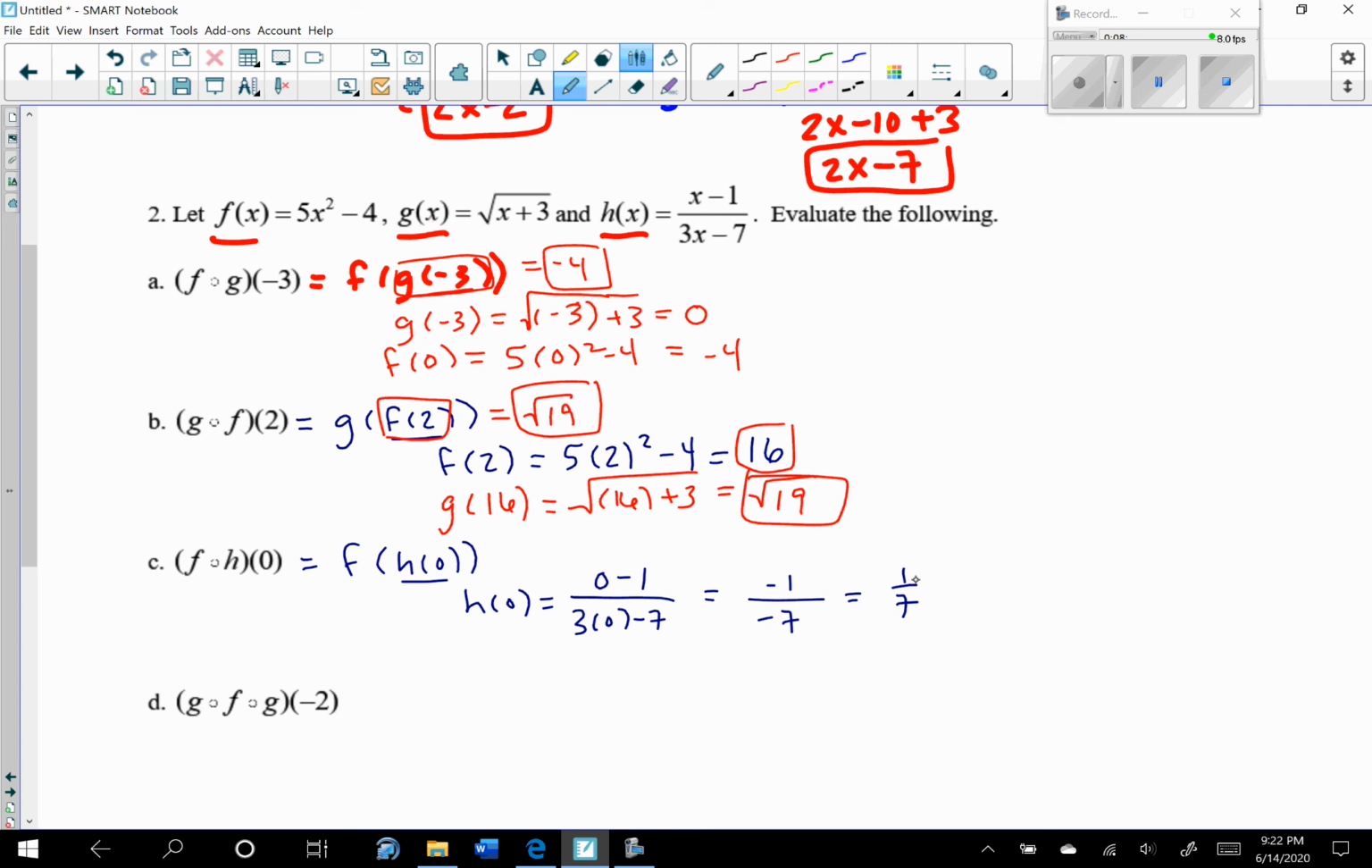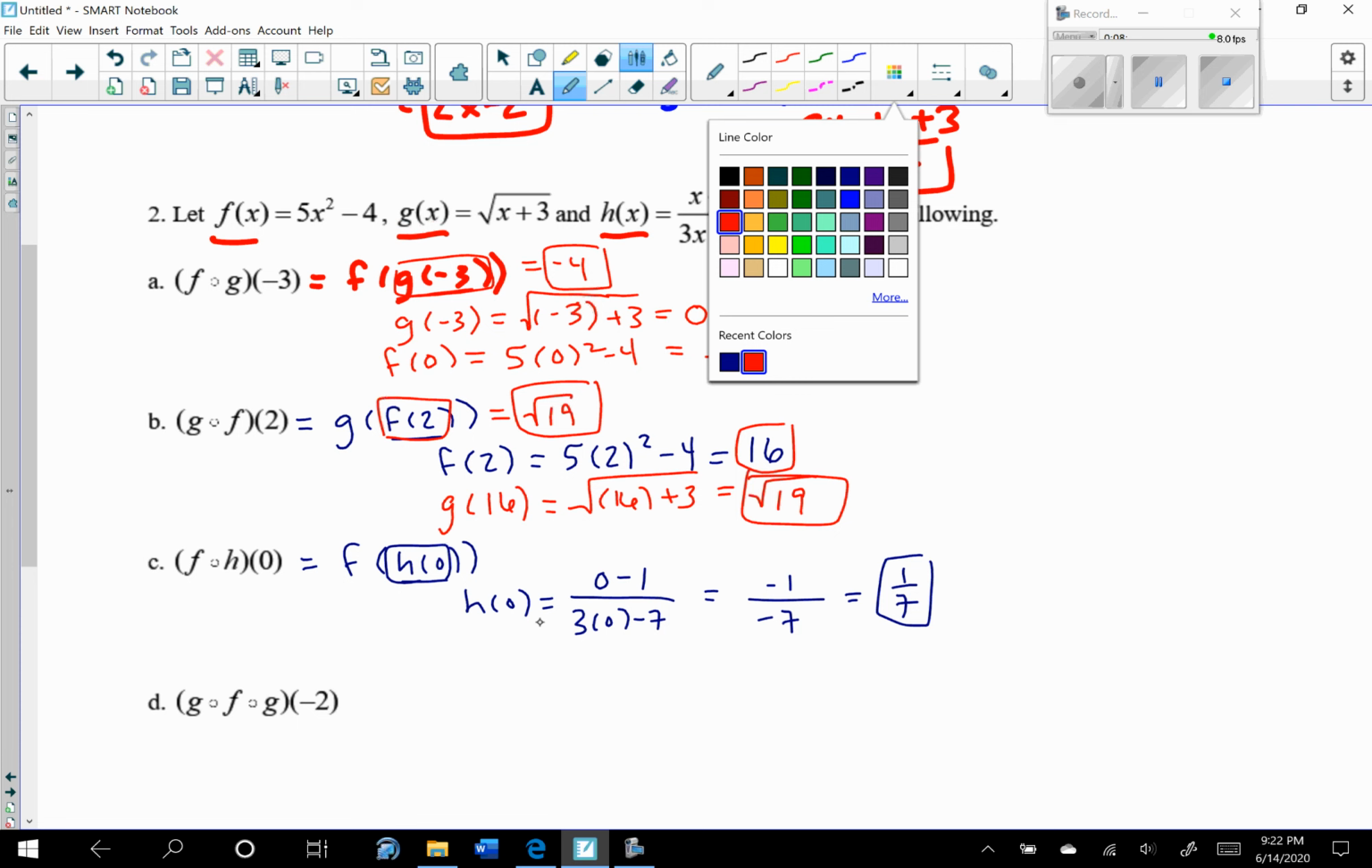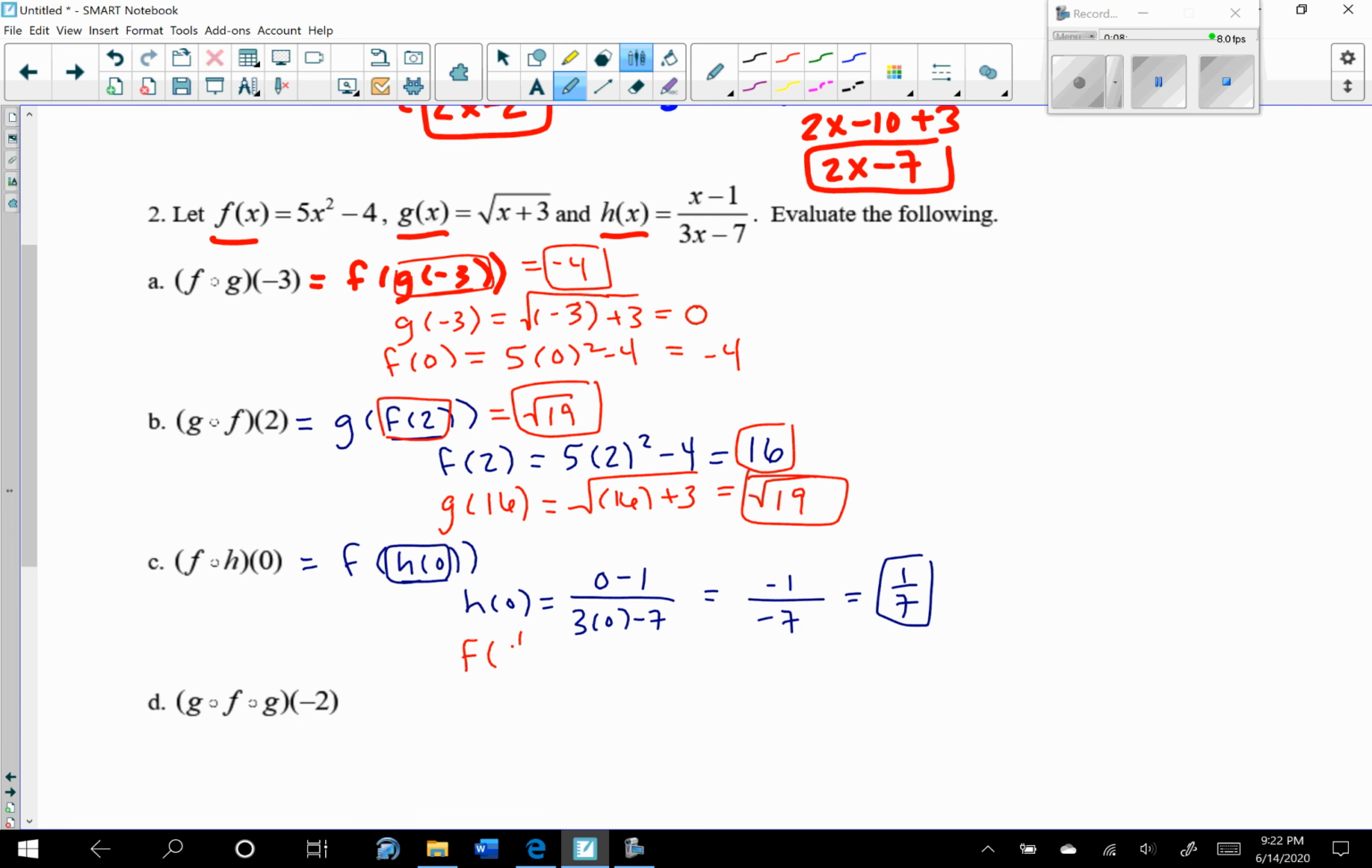When you take this answer, you're going to take out the h of 0 and replace it with 1/7. So now we're going to do f of 1/7. So that's 5 times 1 over 7 squared minus 4. And again, we don't want to use our calculator, so we need to do this without the calculator. So remember, when you're squaring something in parentheses, that means the 1 is squared and the 7 is squared. So 1 squared is 1, 7 squared is 49. So we have 5 times 1 over 49 minus 4.